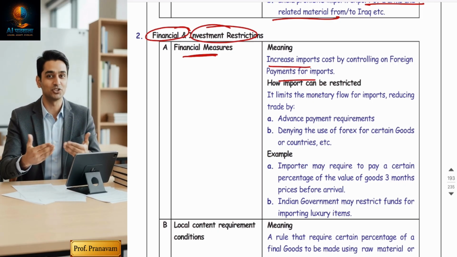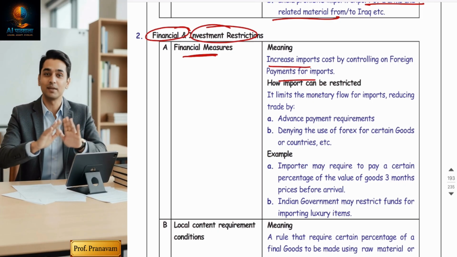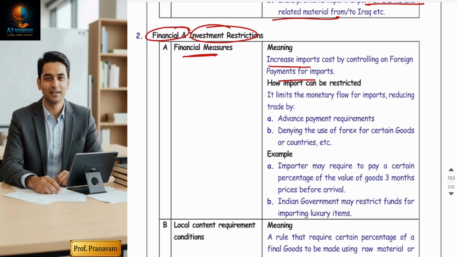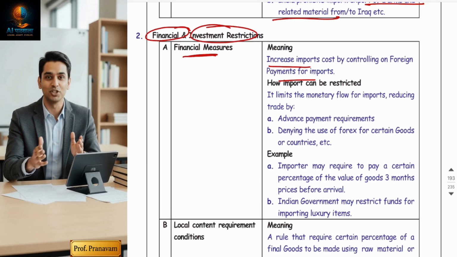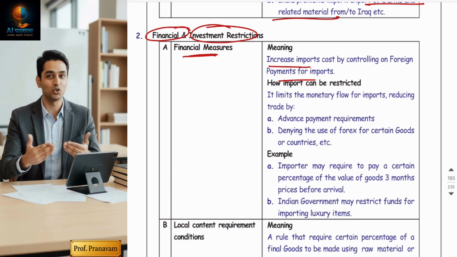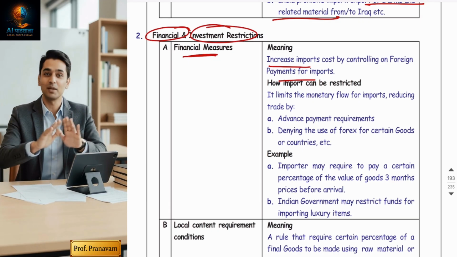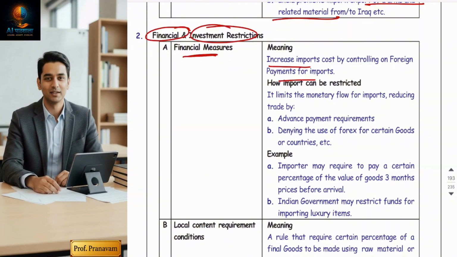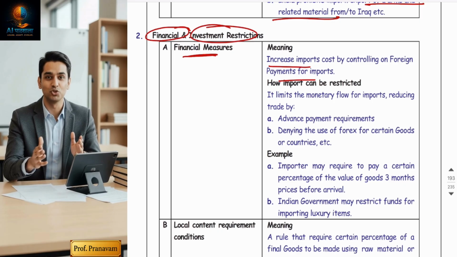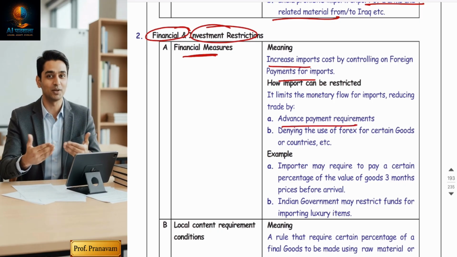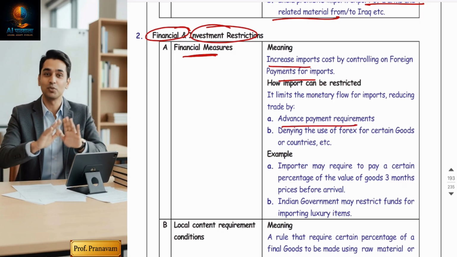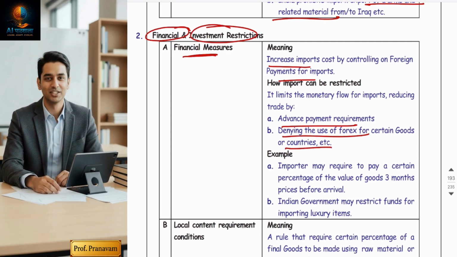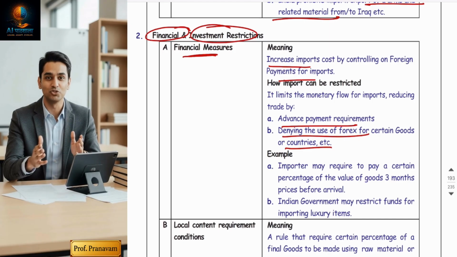So for a few goods which the government doesn't want imported in India, it will simply not allow foreign exchange. So import will get restricted. The importers in India will not be able to make payment outside India, so no orders. The import can actually be blocked also. How are imports restricted? Simple. They can impose an advance payment requirement, or denial of foreign exchange for certain goods or for certain countries. The government will deny and not allow foreign currency.